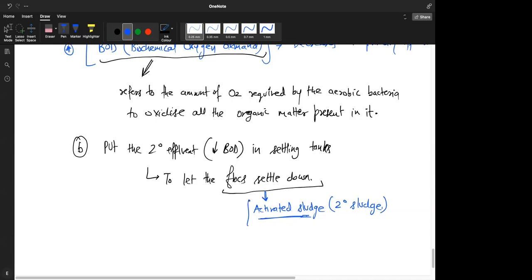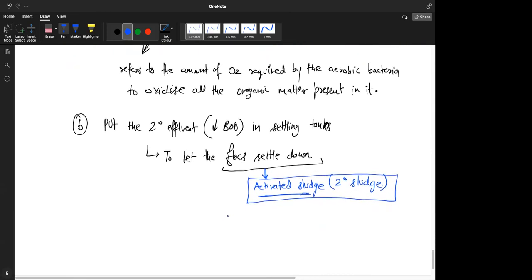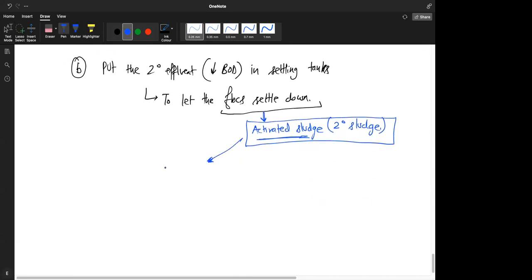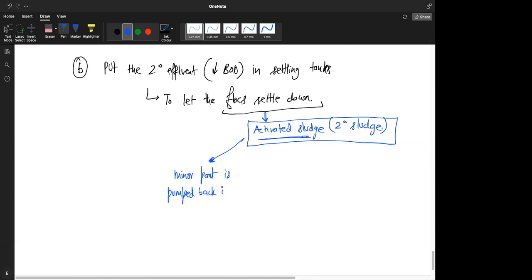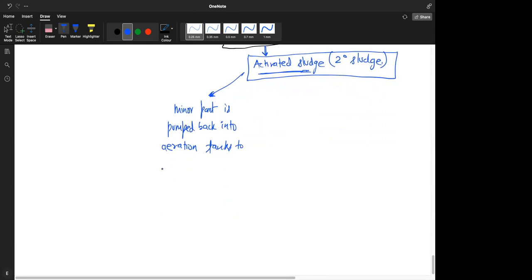So this activated sludge is very, very useful, because some part of this activated sludge you can put back into the aeration tank to serve as inoculum. Just like to do curdling of milk, we put some curd in it, right? Containing the bacteria already, which we need in large numbers. So now instead of producing the bacteria again and again, we can just put this already activated sludge. So, write down, a minor part is pumped back into aeration tanks to treat primary effluent.